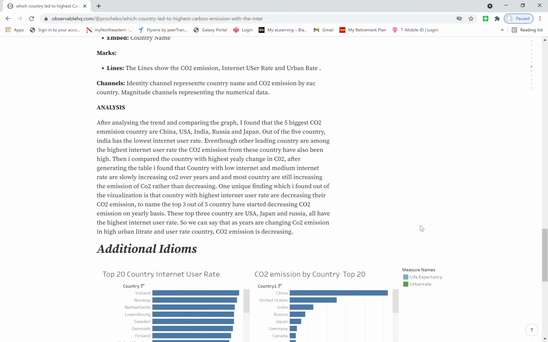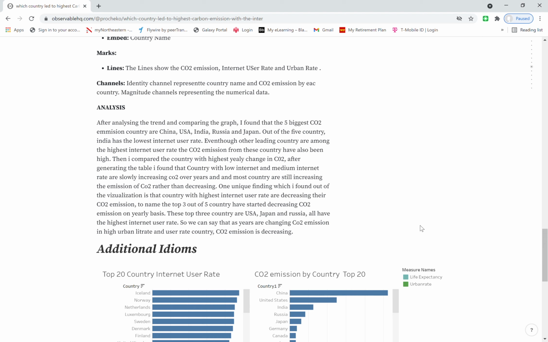Analysis. After analyzing the trends and comparing the graphs, I found that the five biggest CO2 emission countries are China, USA, India, Russia, and Japan. Out of the five countries, India has the lowest internet user rate, even though the other leading countries are among the highest internet user rate. The CO2 emission from these countries has also been high. Then I compared the countries with the highest yearly change in CO2. After generating the table, I found that countries with low and medium internet rate are slowly increasing CO2 over the years, and most countries are still increasing the emission of CO2 rather than decreasing.